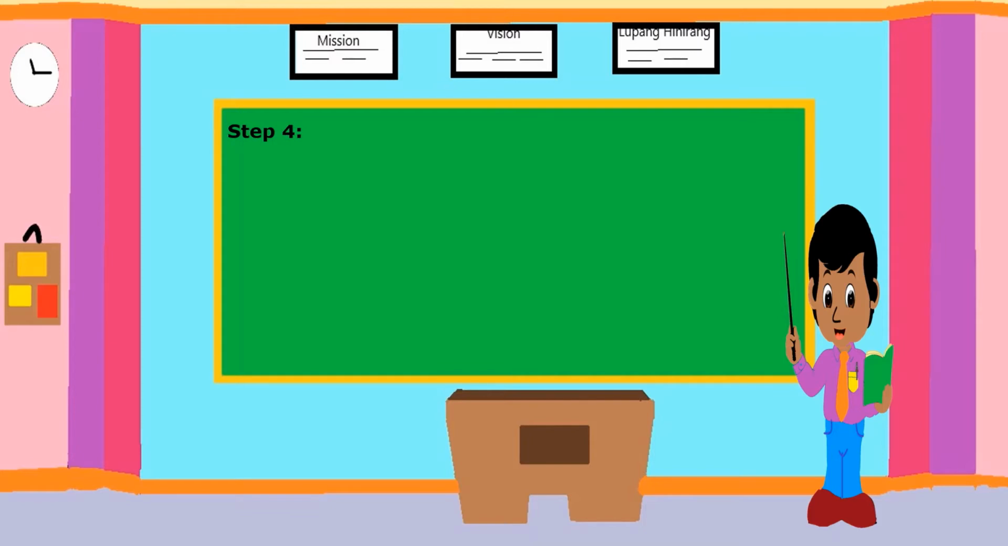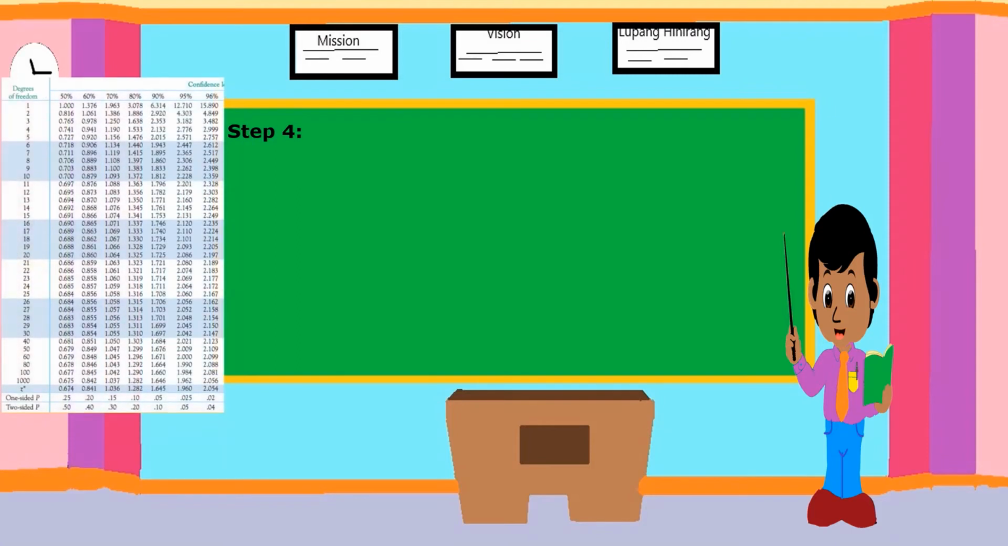To determine the critical values of the t-test, we use the t-table. In our t-table, we have the one-sided p, the two-sided p, the degrees of freedom, the confidence level, and the t-values. Since our alternative hypothesis is non-directional and our level of significance is 0.05, we'll look for two-sided p. In two-sided p, we look for 0.05. And for our degrees of freedom, which is n minus 1, our sample size is 9 minus 1, 8.